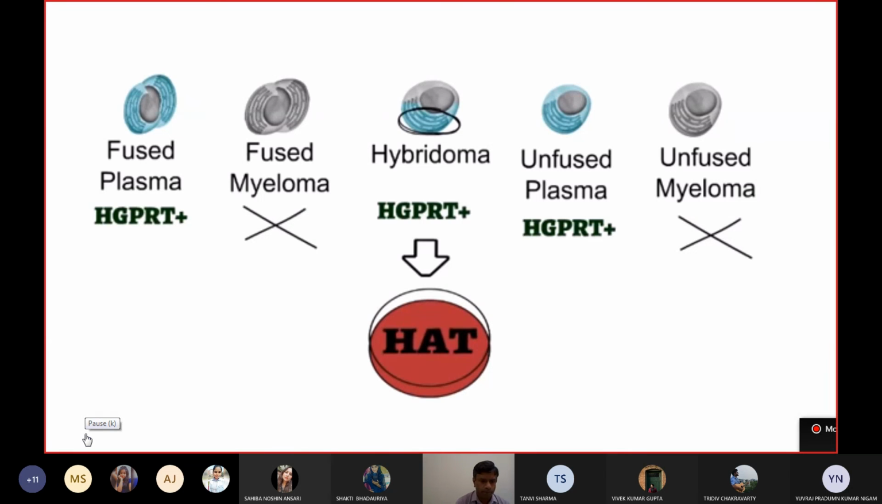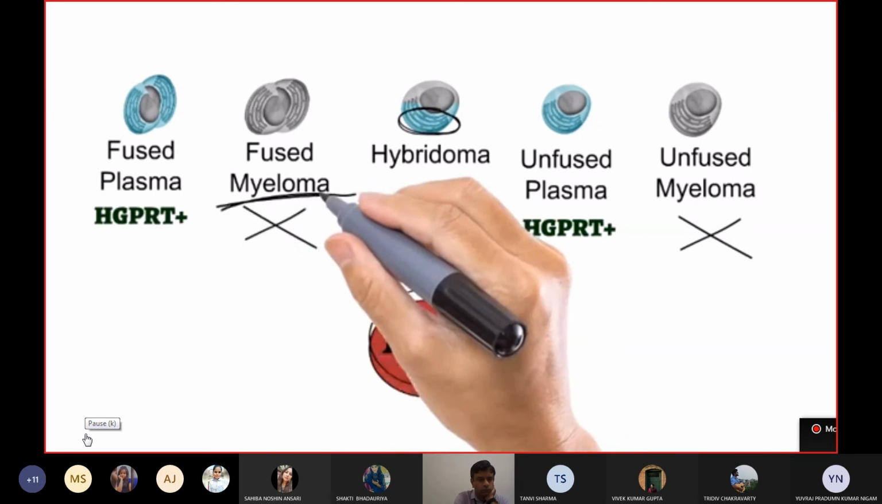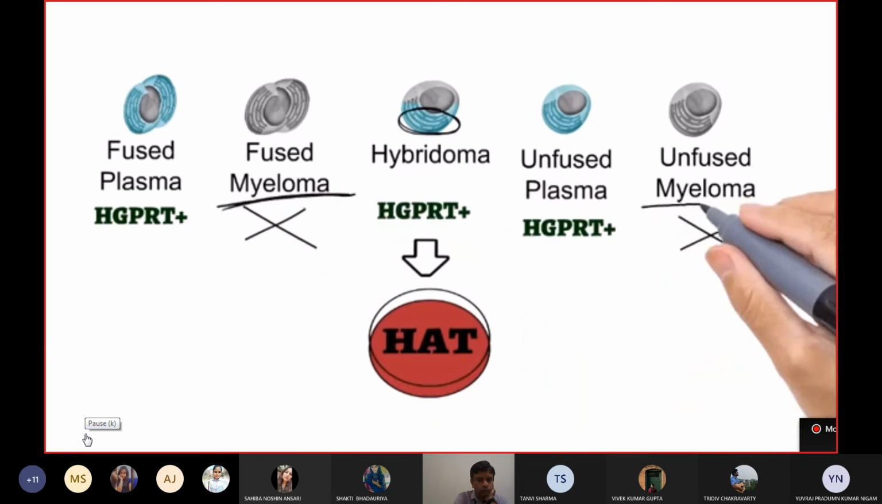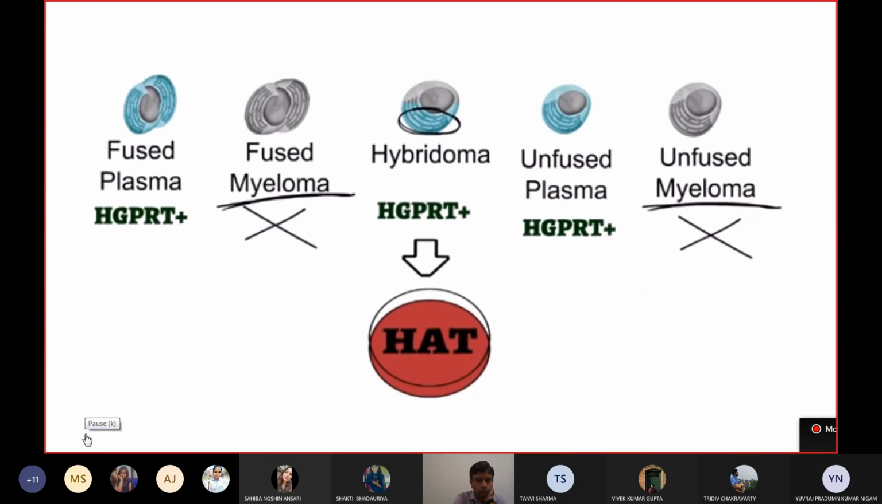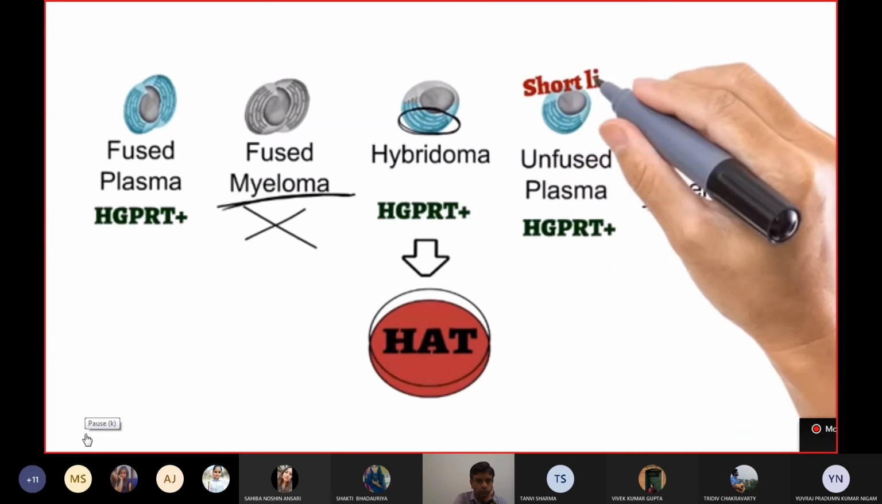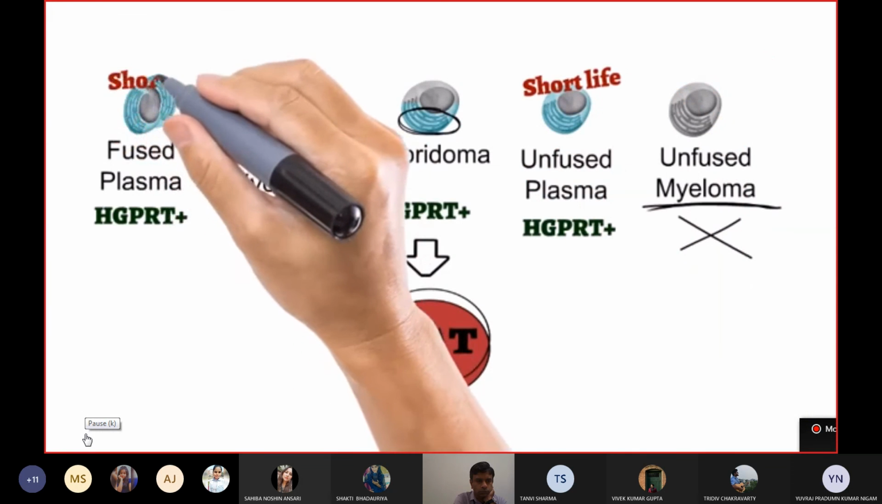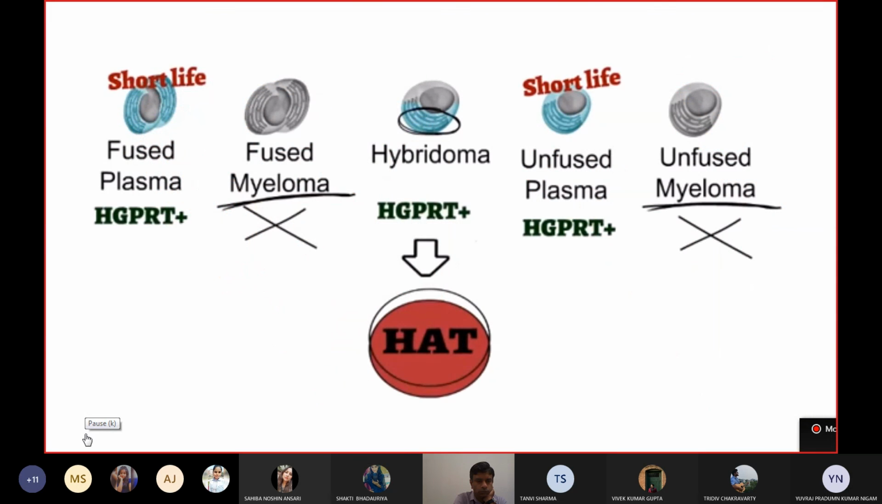Cells which lack the HGPRT enzyme will not grow on the HAT media, and these cells are fused myeloma and unfused myeloma. The other 3 types of cells can grow on the HAT media, but the lifespan of plasma and the fused plasma is very short, and within a few weeks they will automatically die. No need to separately kill them.